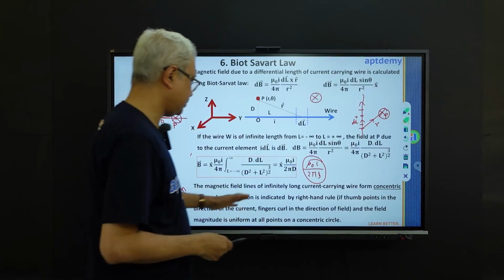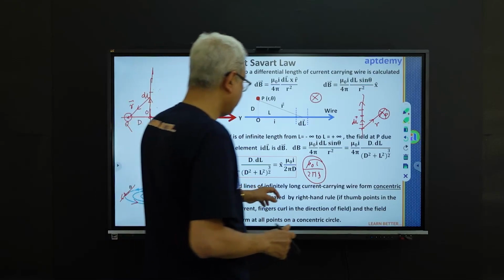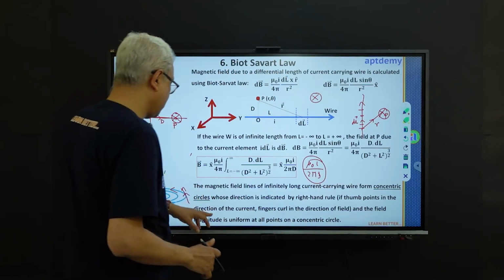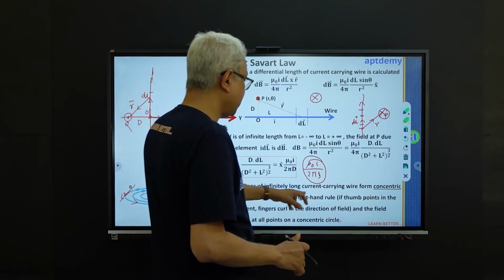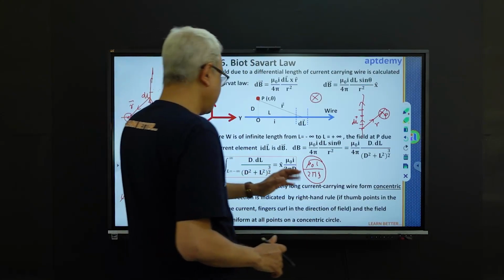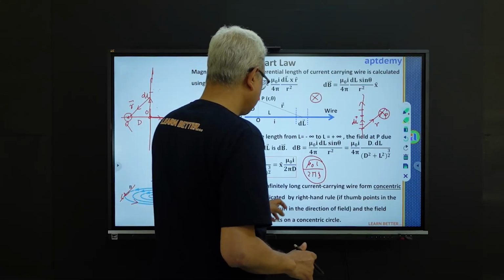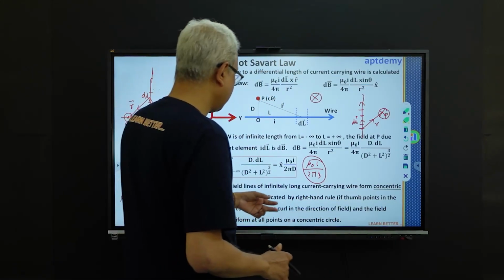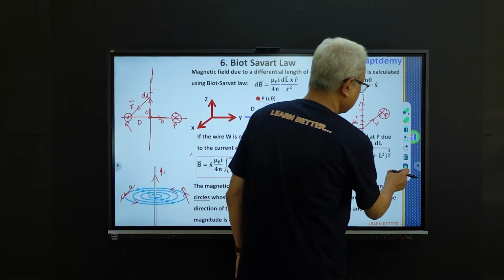So the magnetic field lines of an infinitely long current carrying wire form concentric circles whose direction is indicated by the right hand rule. If the thumb points in the direction of the current, the fingers curl in the direction of the field, and the field magnitude is uniform at all points on the concentric circle.